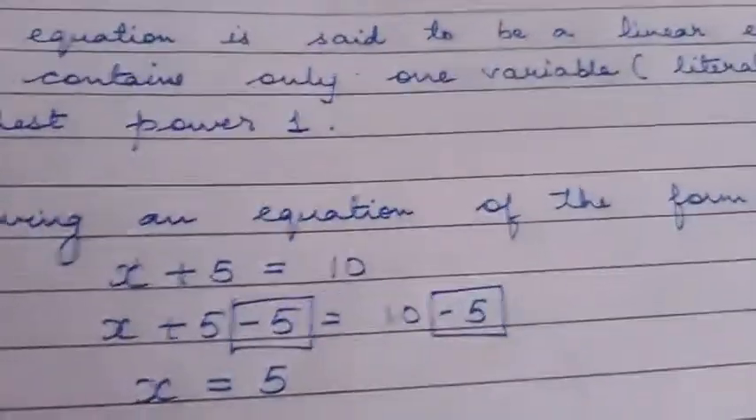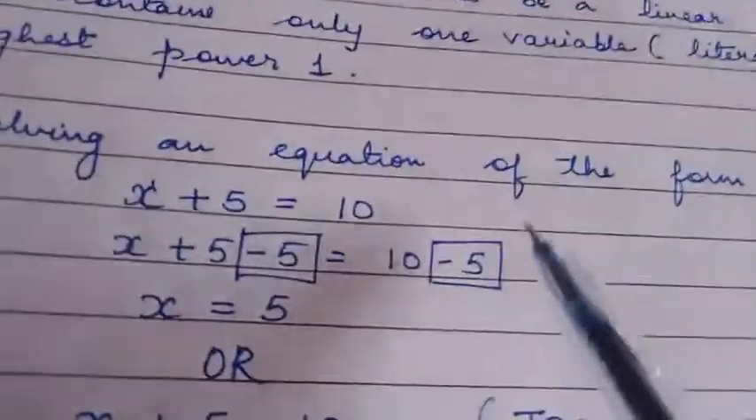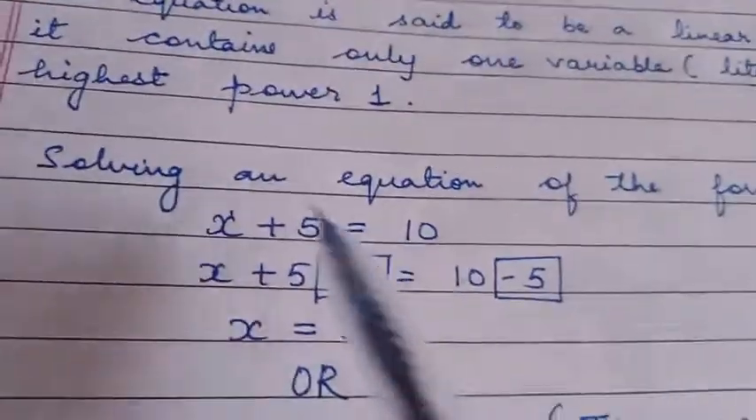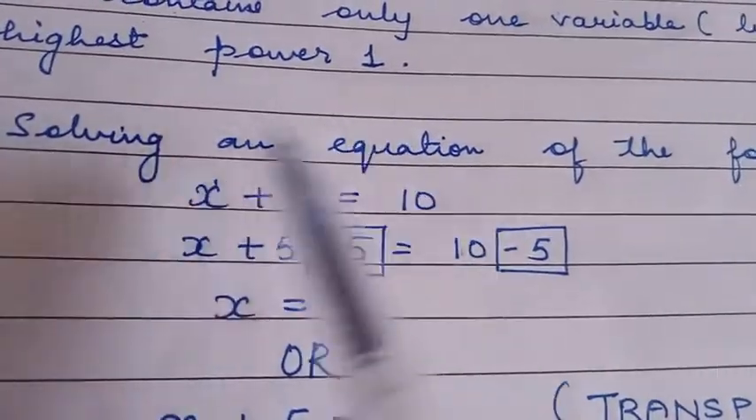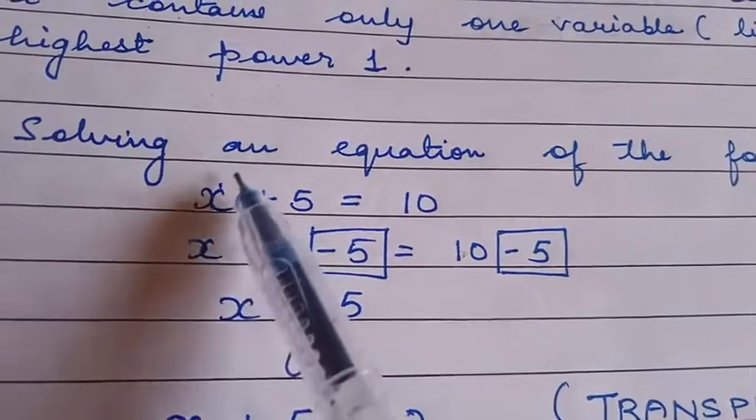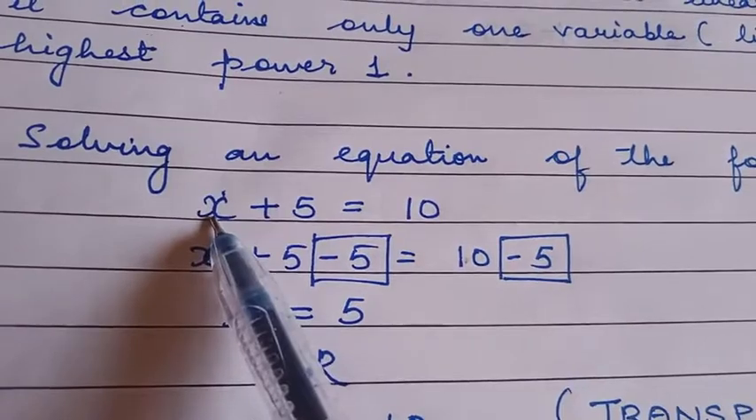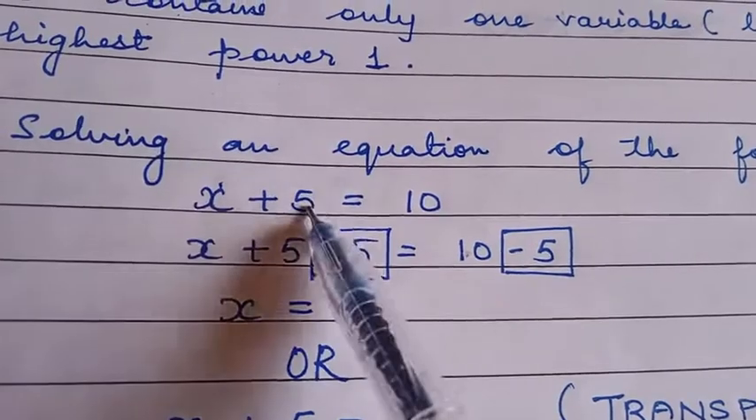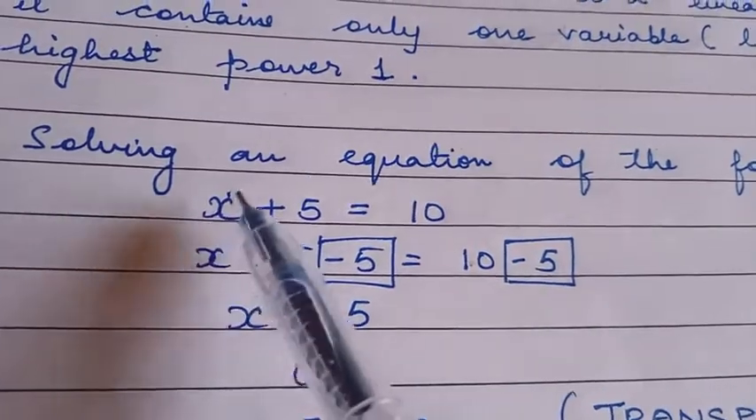Now let us see how to solve. Now there are two methods to solve. First method is, so before starting the method, let us see what is the meaning of solving an equation. Solving an equation here means to solve for x, because here x is the variable. So you have to find value of x. If y is there, you have to find value of y. If z will be there, you will be finding value of z. So x plus 5 is equal to 10 is my linear equation. I have to solve it for x, means I want value of x.